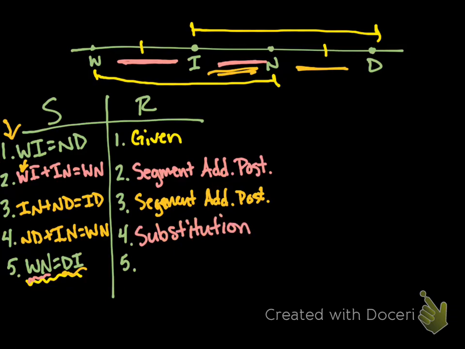And now, looking at this, at steps 3 and 4 here, we have IN is the same and ND is the same. So adding those two things together gives us both DI and WN. Okay, so now we do have what we're trying to prove. And we can substitute again to get WN equals DI.